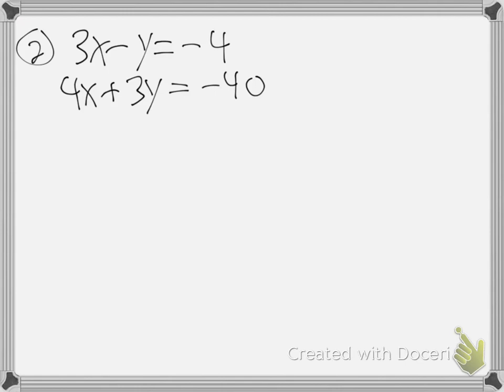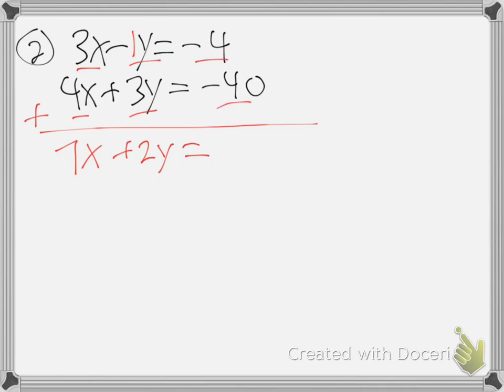Now, let me do what we did last time, and we'll see that it actually doesn't work. So don't write this down. Just watch me do something dumb right now, but learn from it. What if I try on this one what I just did on the last one? It won't work. If I just draw this line and go plus: 3x and 4x, 7x; 3y and minus 1y, 2y; and minus 4 and minus 40, minus 44. Okay, that didn't work.